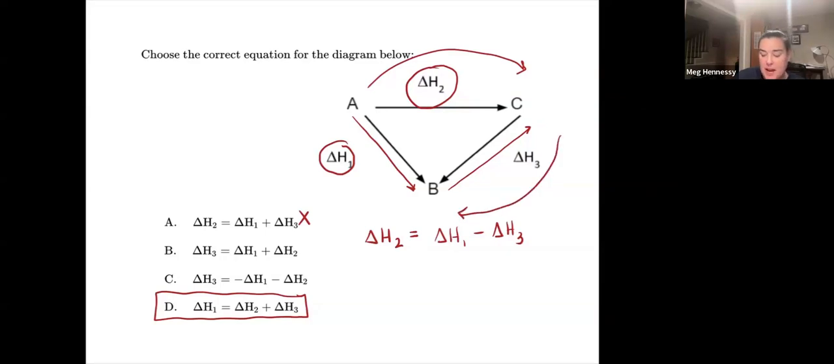So I don't have to flip either of those arrows. I'm just going to add the two steps together, and I'm going to write down that delta H1 is in fact equal to delta H2 going from A to C and then going from C to B. So instead of going directly from A to B, we went through step C. We kept in mind the direction of the arrows that we were given, made sure they were all pointing the right way, and D was the correct answer. Good job.